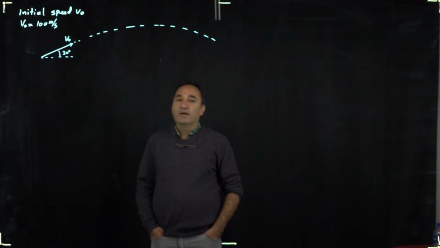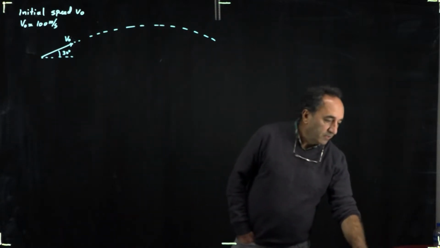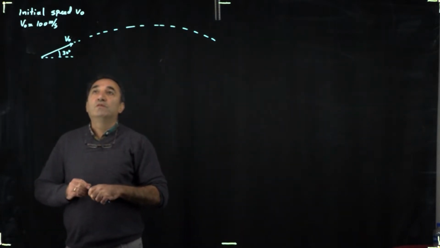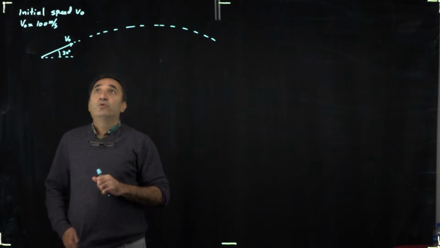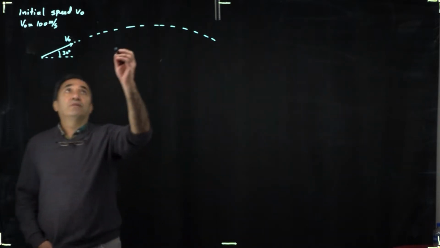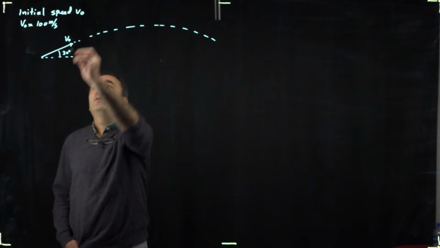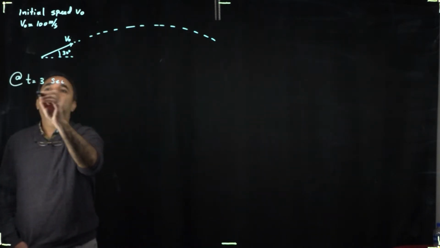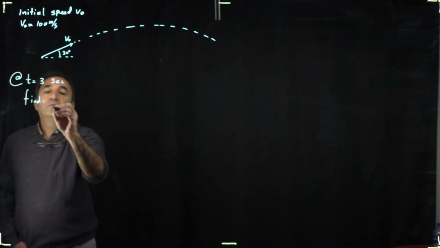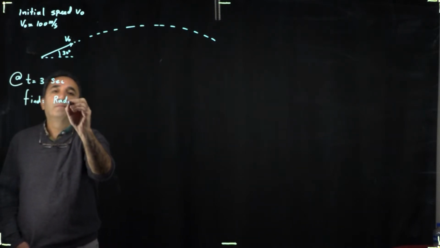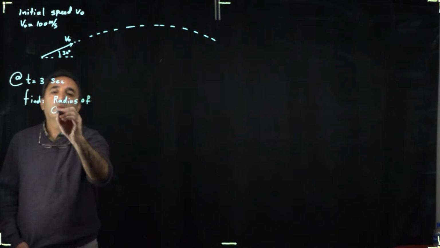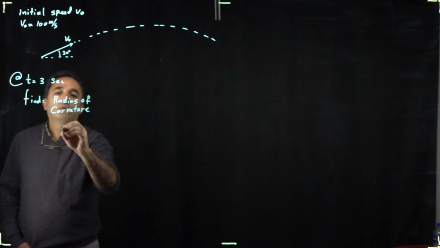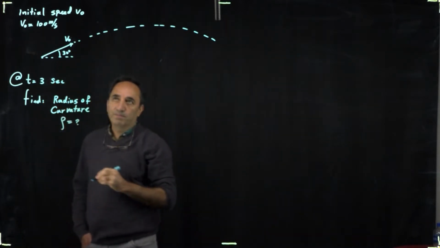In this case, we have a particle, a projectile, that is given an initial velocity of 100 meters per second. And the goal is that at some time, let's say at t equals 3, we want to find the radius of curvature of the path. Now, radius of curvature, as you probably know, is denoted by rho. So rho at t equals 3.